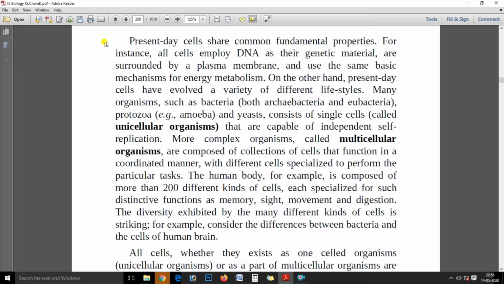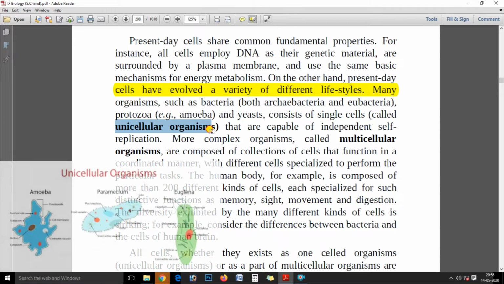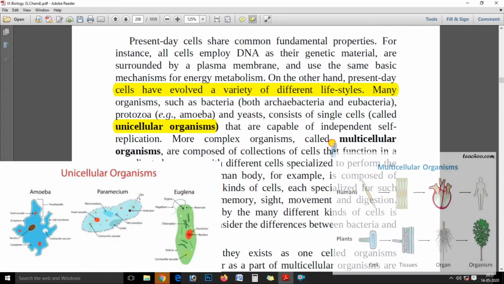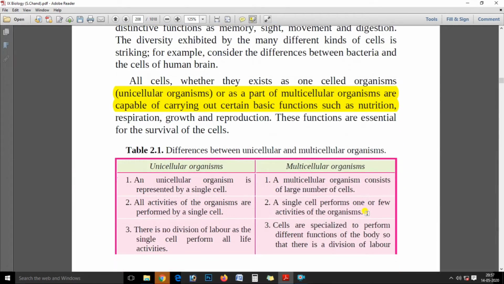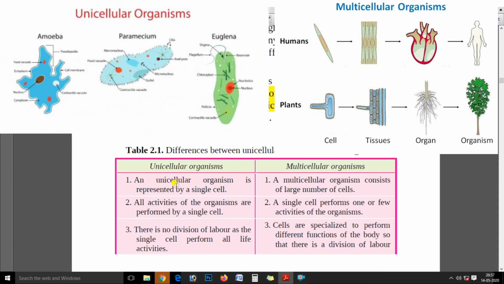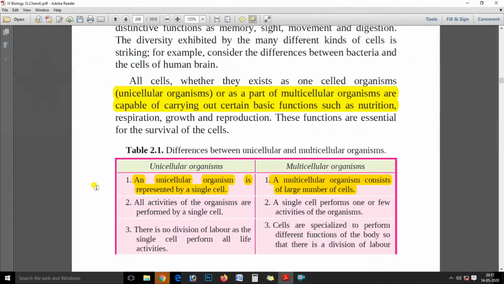Now there are varieties of living organisms present on our earth. Depending upon these varieties, the organisms are divided into two categories. The first one is unicellular organisms and the second one is multicellular organisms. The word uni means single, so those organisms which are made up of a single cell are called unicellular. The second one is multicellular. Multi means more than one, that means many. So those organisms which are made of many cells, that means more than one cell, are called multicellular organisms.